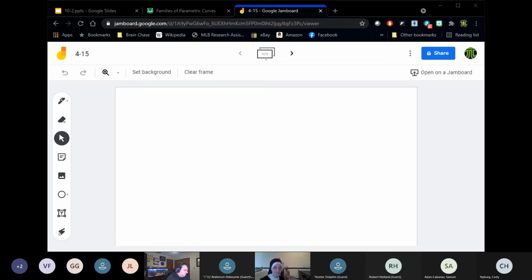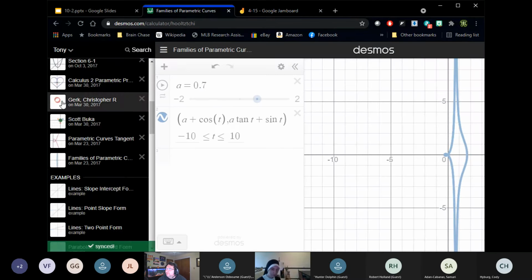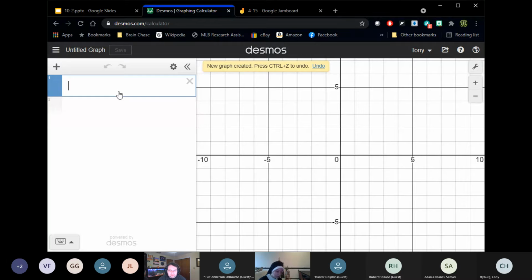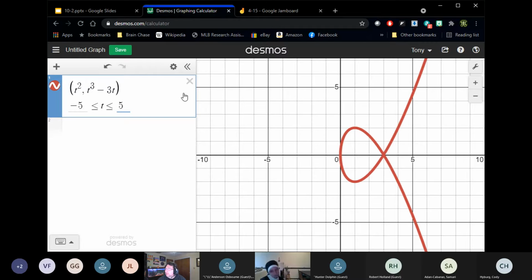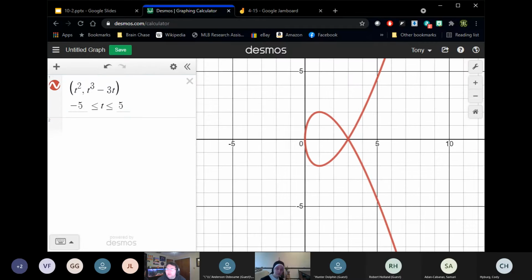So we have our parametric equation that we're going to look at. In this case, it is x equals t squared and y equals t to the third minus 3t. So let's actually look at this on Desmos so you can see what the graph looks like first. All right, so that's what my function is going to look like.